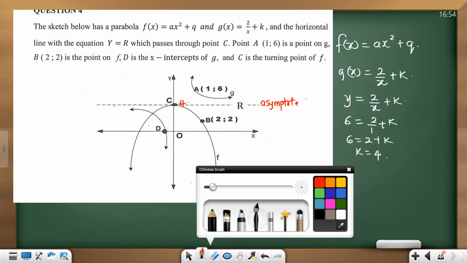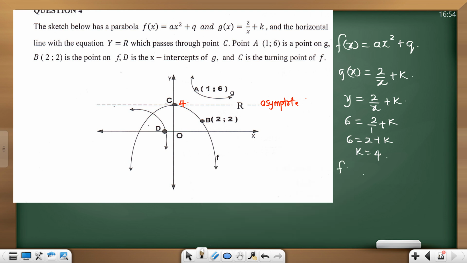So now let's go to our equation of F. Y equals to what? AX squared plus Q. So we have a point on F, which is 2 and 2. 2 equals to A, 2 squared plus 4. Because my Q is 4, the y-intercept there. 2 therefore equals to what? 4A plus 4.